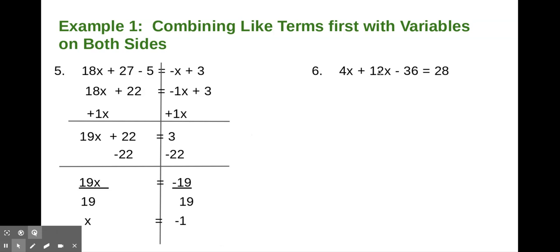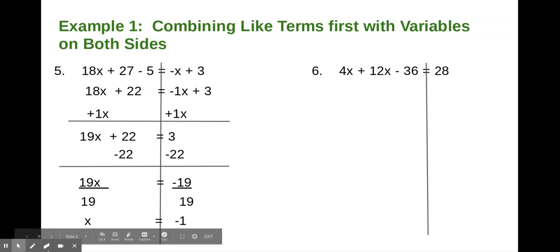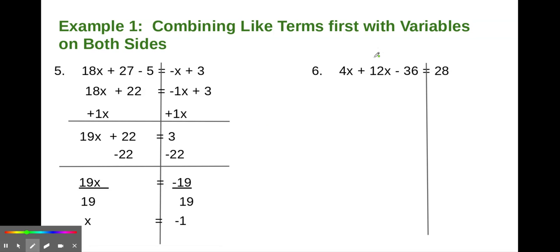So I have 4x plus 12x minus 36 equals 28. Well, I have on my left side here, I want to combine some terms here. So I have 4x and a 12x. I can combine those together. That 36 has to stay there right now because there's no x attached to it. And same thing with this 28. There's nothing else over on my right side that I can combine it with.